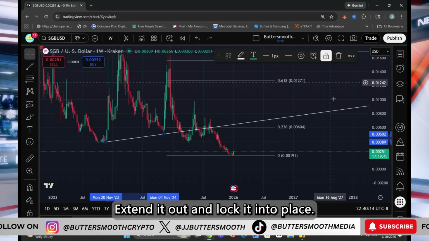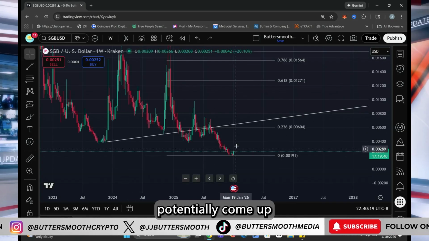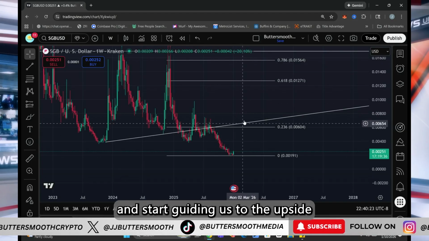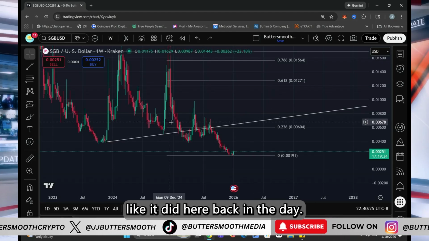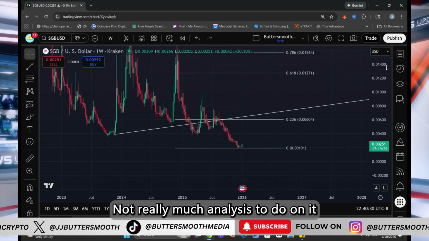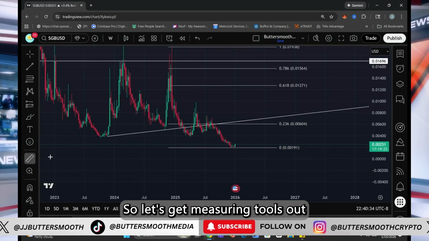Extend it out and lock it into place. So I just plotted that to where we could potentially come up and face some resistance here. That could potentially flip and start guiding us to the upside like it did here back in the day. Not really much analysis to do on it besides that. So let's get measuring tools out.